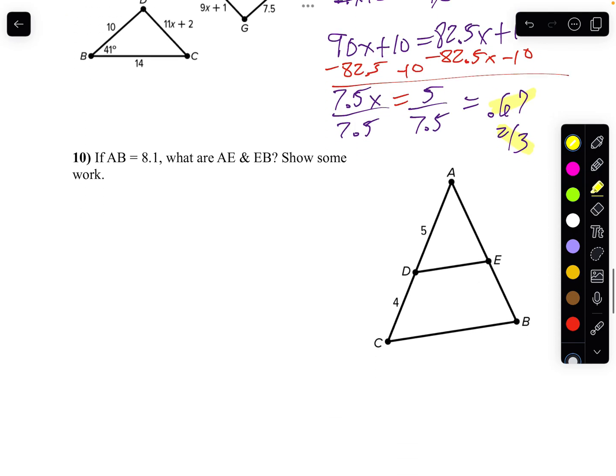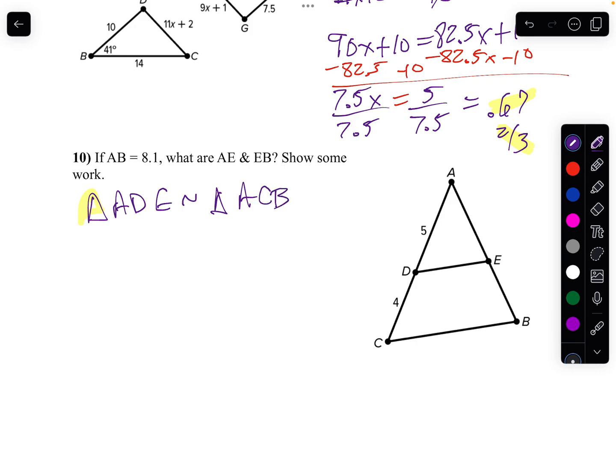Question number 10. I think I should have told you these two triangles are similar, I don't think we can do it. So let's assume they're similar. In fact, I'll write it down here. Triangle ADE must be similar to ACB in order to do this problem.